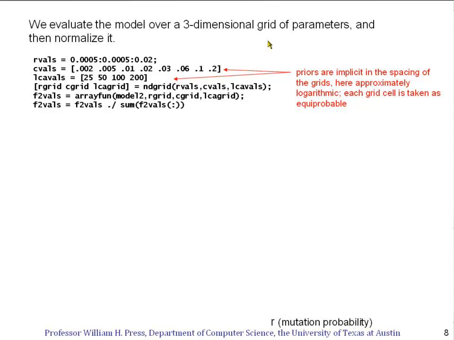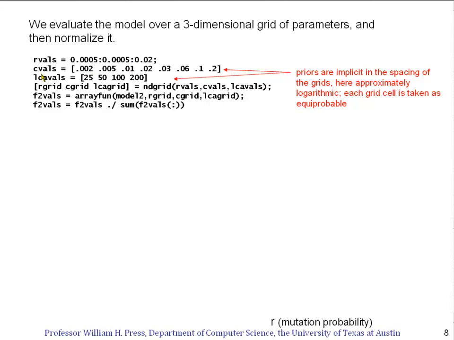So we're going to evaluate our model over a three-dimensional grid of parameters, because these are the parameters that we might want to marginalize over. So we're going to choose a set of possible values for r, the mutation probability, and those will be equally spaced from 0.0005 to 0.02 in steps of 0.0005.